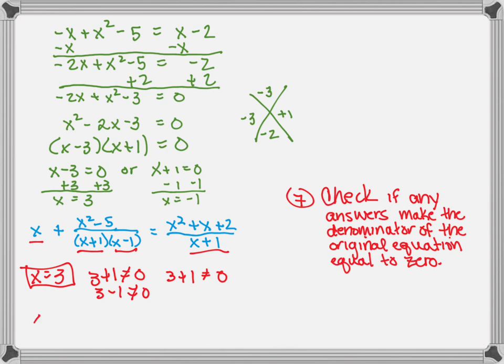Let's check our other solution. So x equals negative 1. Let's see if it makes any of our denominators 0. Again, x, which has a 1 as a denominator, will never have a denominator of 0, so we're good there. X plus 1. So does negative 1 plus 1 equal 0? Yes. So this x equals negative 1 is not a solution. It is extraneous. And our only solution here to this equation was x equals 3.